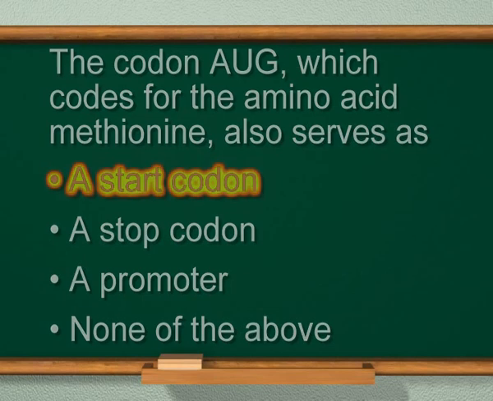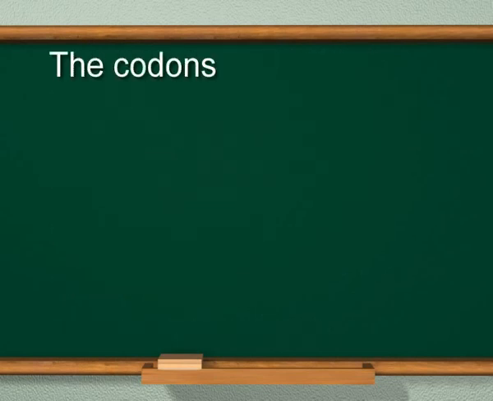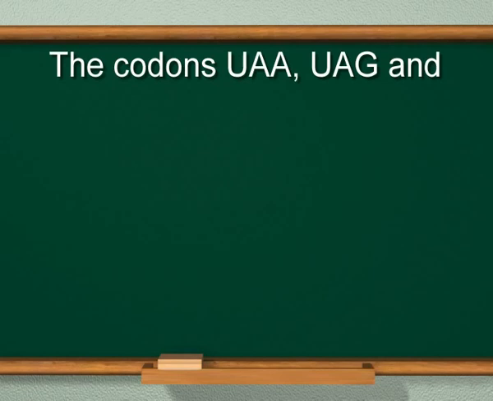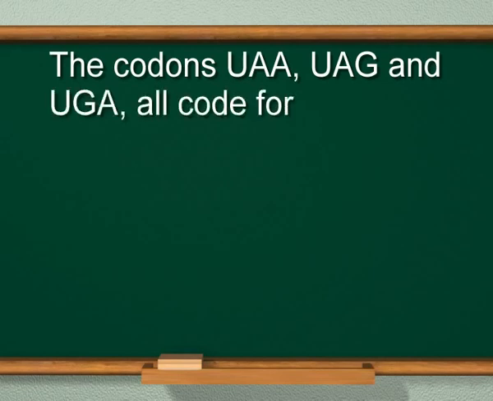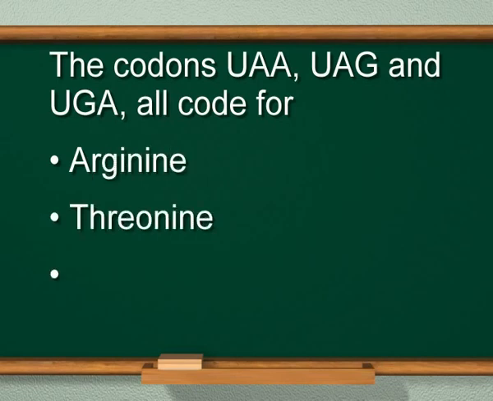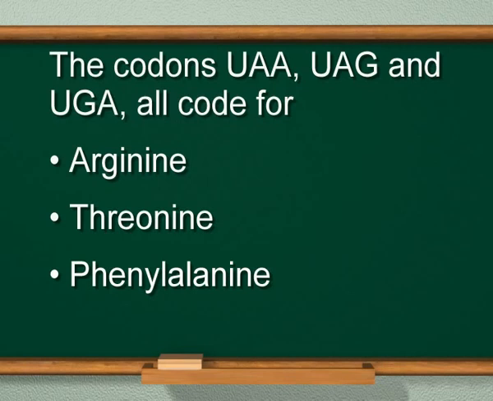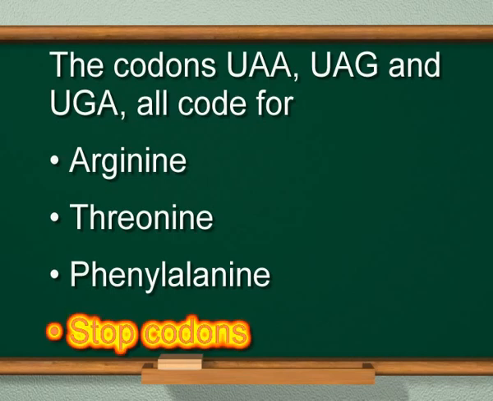My next question is, the codons UAA, UAG and UGA all code for arginine, threonine, phenylalanine or stop codons. The answer is the codons UAA, UAG and UGA all code for stop codons.